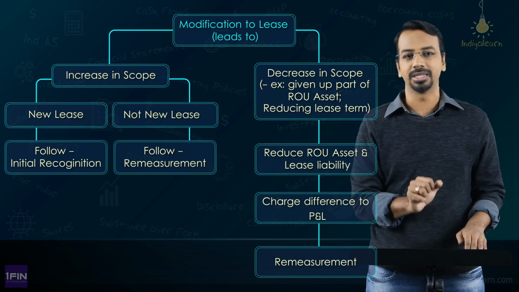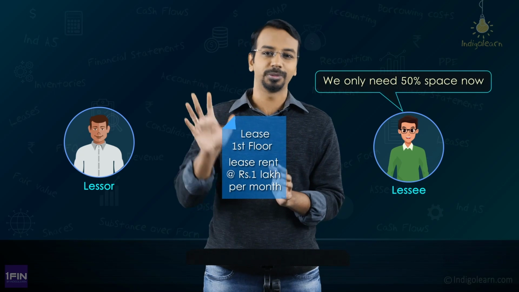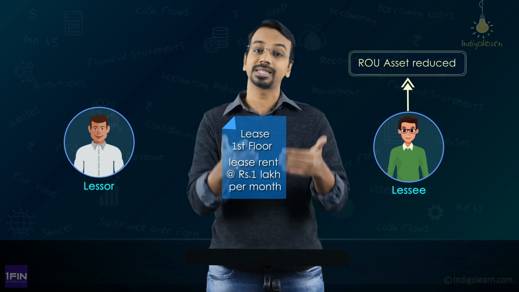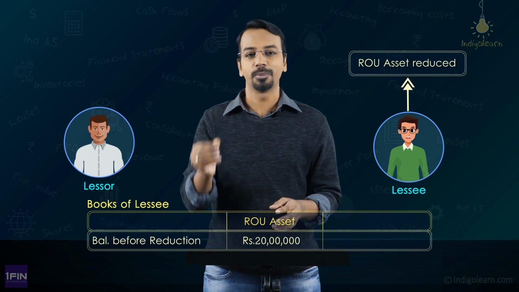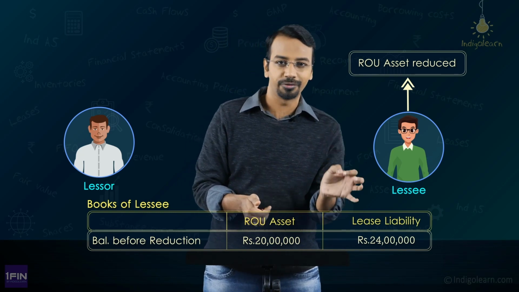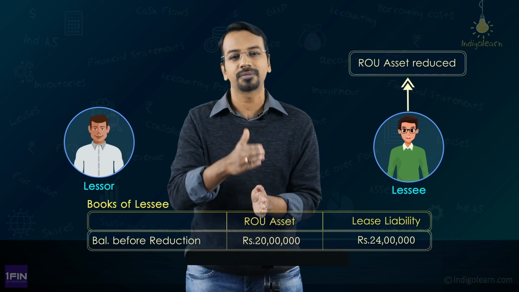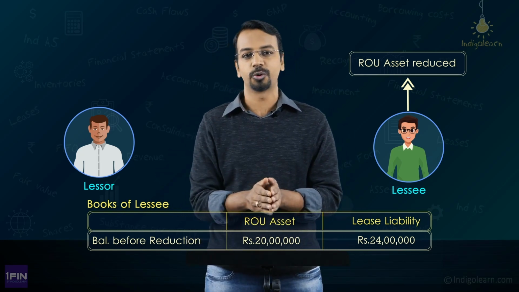Now, what do I mean by this? Say for example, to keep it very simple, the entire floor was available to us at 1 lakh per month. We told the landlord, take back 50%, okay? Now, once the landlord takes back 50%, my right of use asset has come down by 50%. And say for example, the right of use asset in my books is at 20 lakhs, the lease liability is now shown at 24 lakhs, and on this date, I told the landlord, you please take back 50% of the right of use asset or 50% of the third floor, okay?